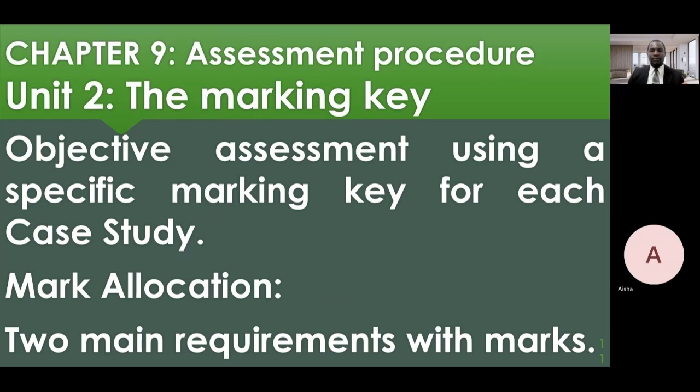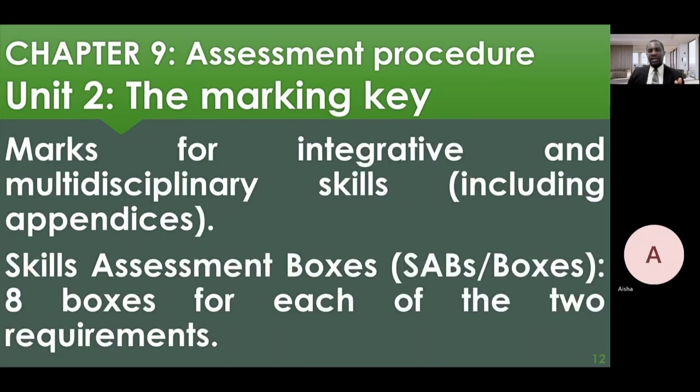So the mark allocation is for two main requirements to get those marks. And the marks are awarded based on your integrative and multidisciplinary skills, and this includes the appendix. The appendix forms the foundation for what you're supposed to write. How you are able to analyze and integrate multiple disciplines and areas tested in the case study exam is the key to passing the case study.